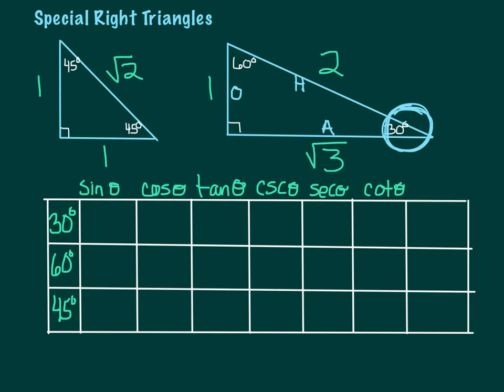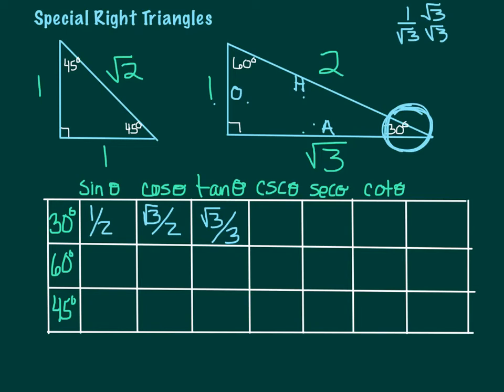So we know sine is SOH, so it's O over H, 1 over 2. Cosine is CAH, root 3 over 2. And tangent is O over A, 1 over the square root of 3. Now be careful because 1 over the square root of 3 is improper, so we multiply the top and the bottom by the square root of 3 to make sure that we get square root of 3 over 3.